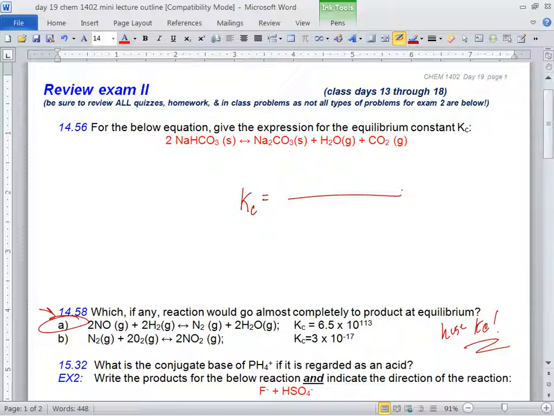Products over reactants. Don't include solids and liquids, so don't include this guy. There's no liquids. And everything needs to be in concentrations, in brackets, raised to their stoichiometric powers. So pretty much there's just two of them, right? H2O and CO2. Just be a bracket. There's nothing, right?